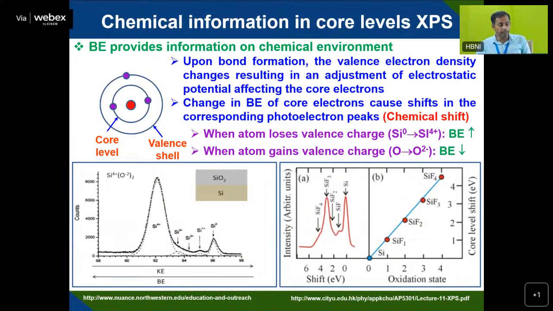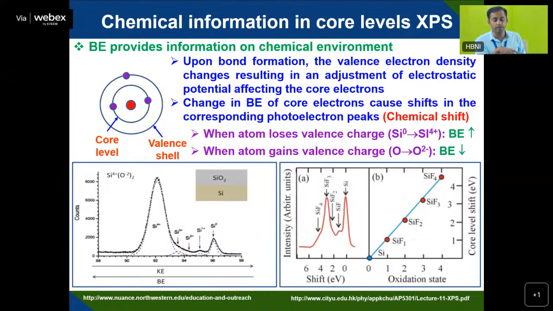The binding energy provides information on the chemical environment. What is the chemical environment? It is the atomic oxidation state, how it is shared with, or interacts with, other elements. That type of bond information and valence electron density changes, you will be able to find out from XPS analysis.